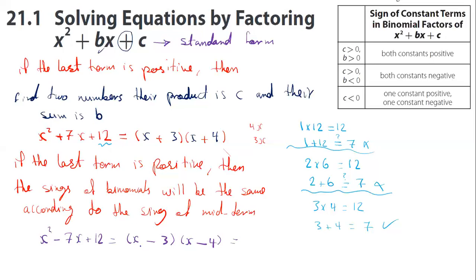Okay, so the first binomial will be x minus 3. The second one will be x minus 4. If you want to check your answer, multiply these binomials again and you will find this trinomial.